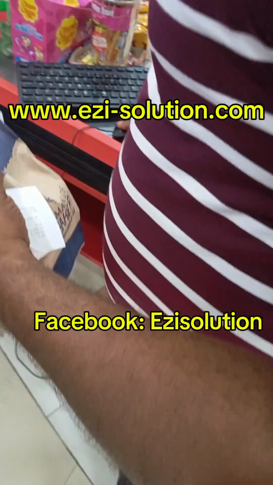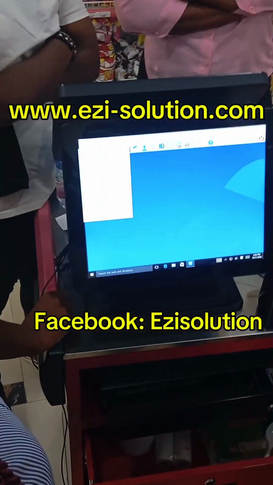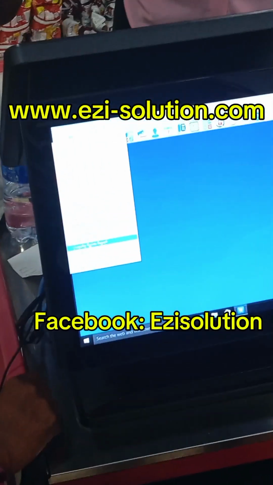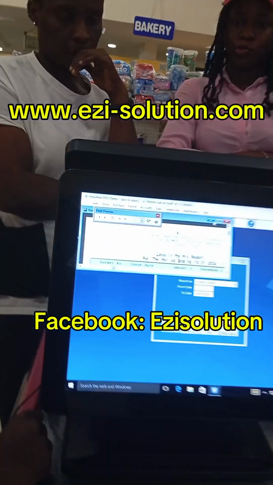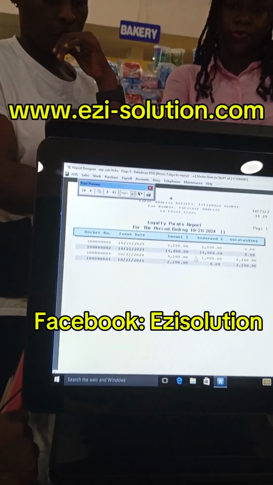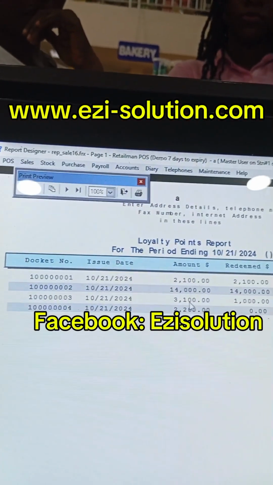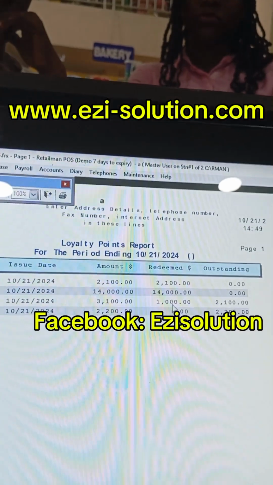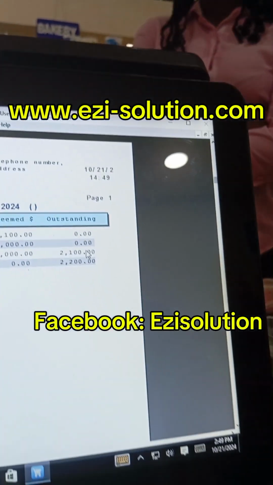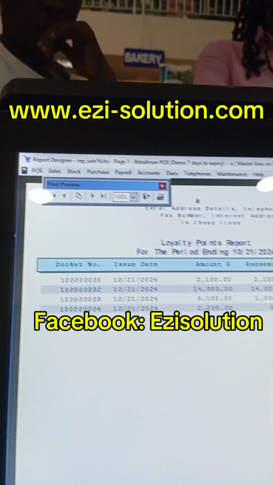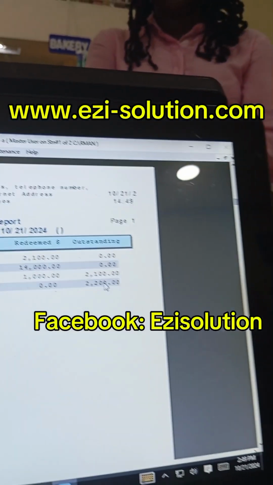Now on your own account side, when you go to loyalty under the sales, then you come down under the loyalty point report, then you just click view. Then the system will show you. We printed all these vouchers for today, and this one is 3,100. The customer makes use of 1,000, and the customer has another 2,100. Then this very one, this is the voucher. Look at it here. The person did not use any. The person is still with it.